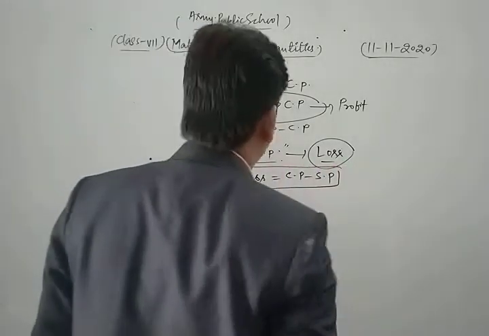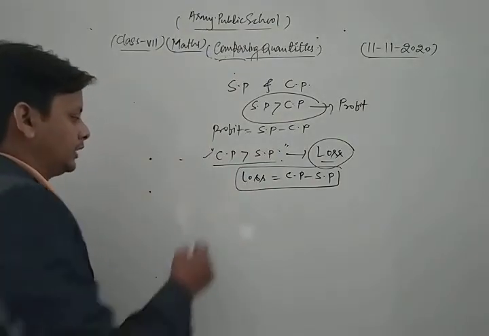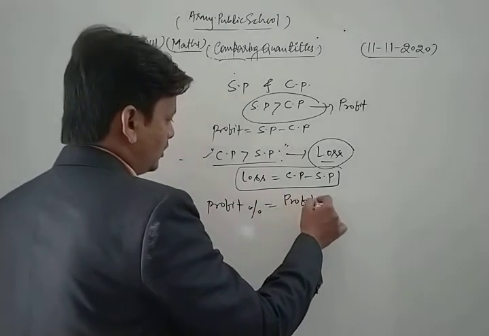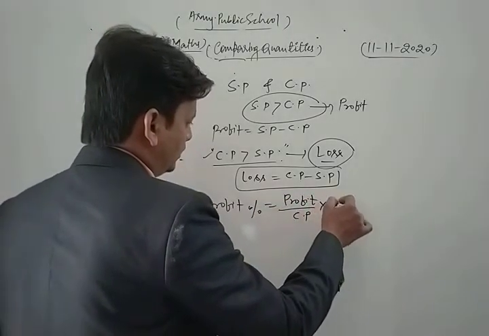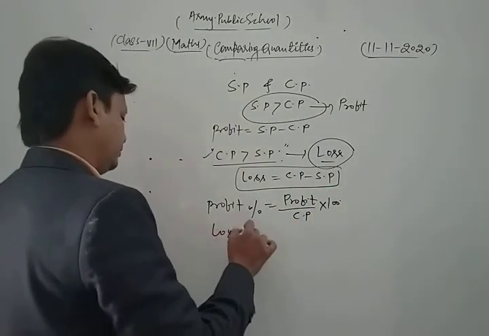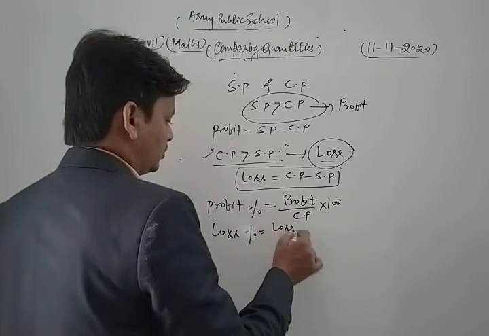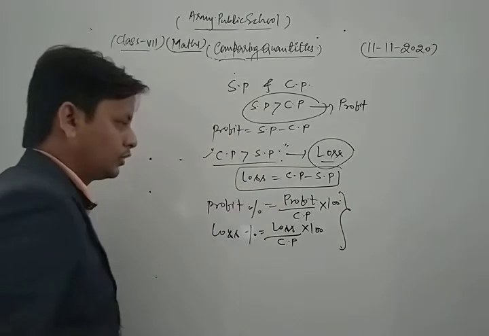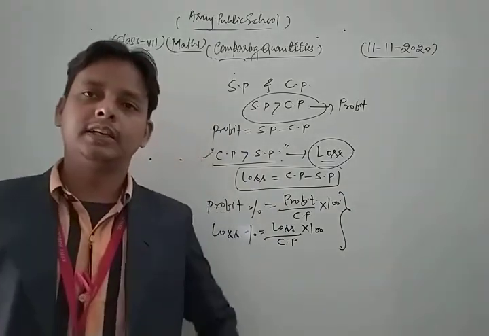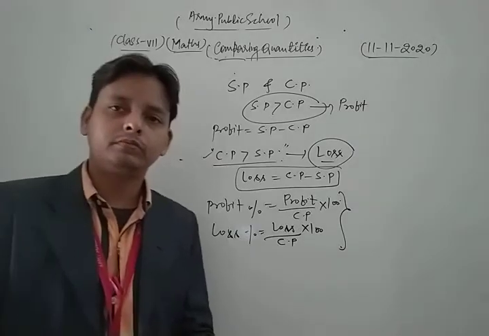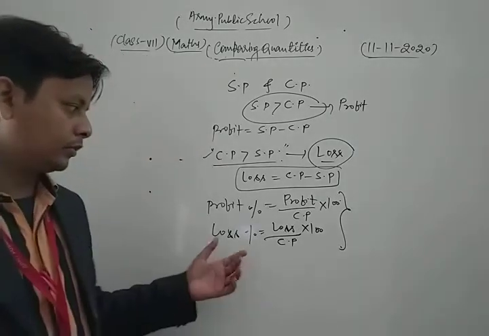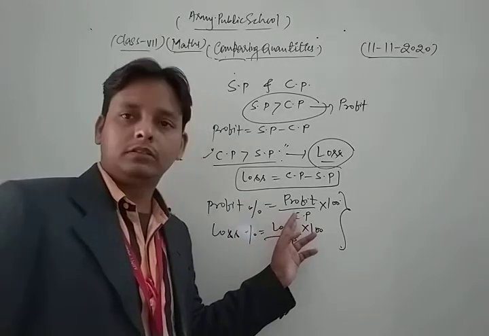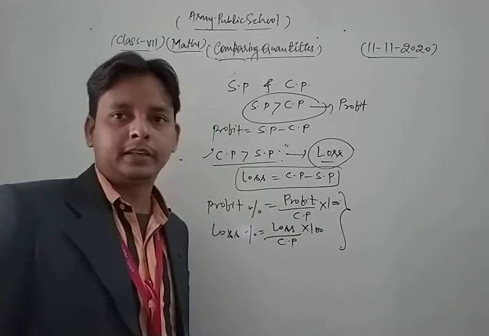Now we discuss the formula for profit percent and loss percent. Profit percent is equal to profit upon cost price into 100. The formula for loss percent is loss upon cost price into 100. So there are two important formulas. One of the most important things is that profit percent and loss percent are both obtained on the cost price of an object.